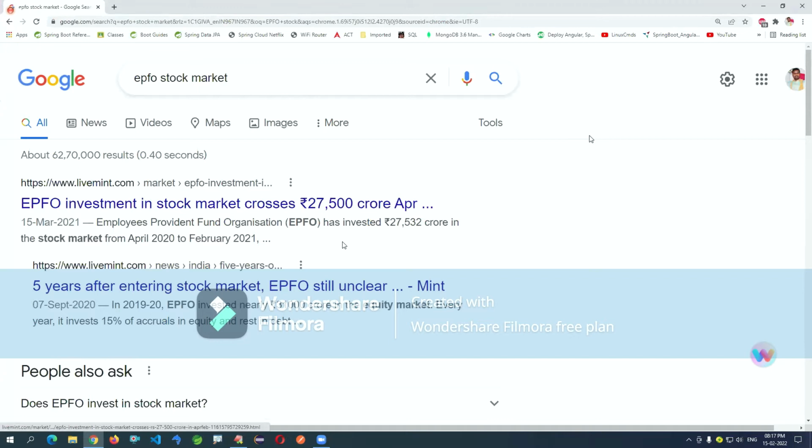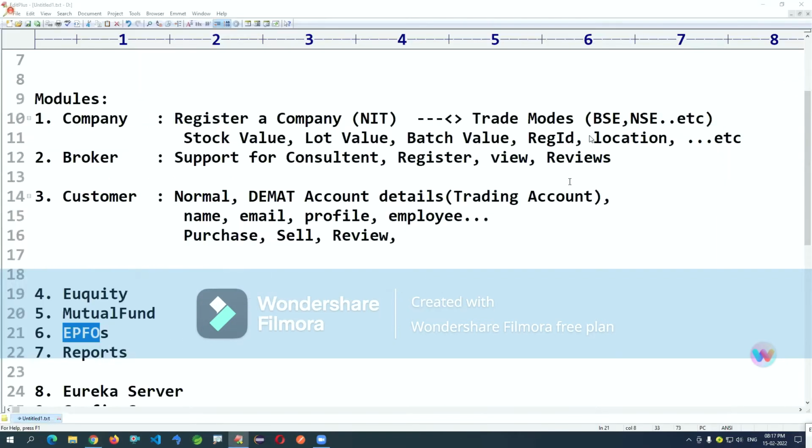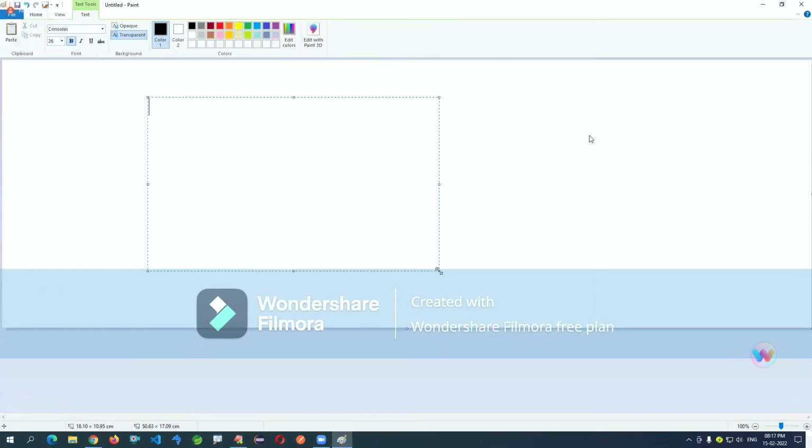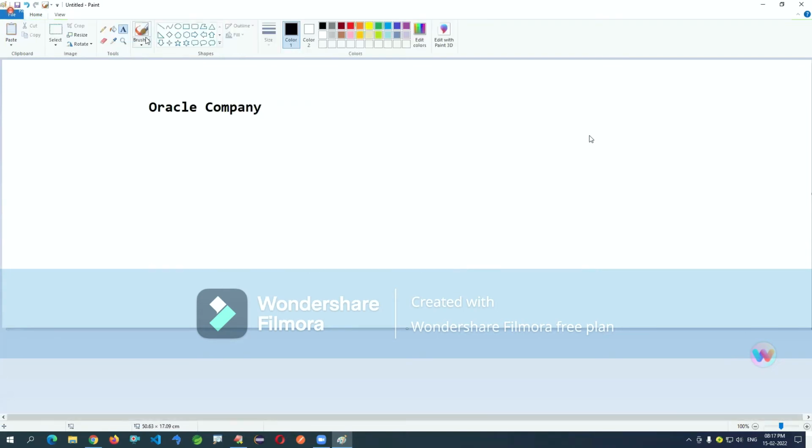EPFO stock is specific to employees only. EPFOs are not for everyone. For example, I'll just take an example: you are working in Oracle company. You are an employee. Okay, you are an employee in Oracle.